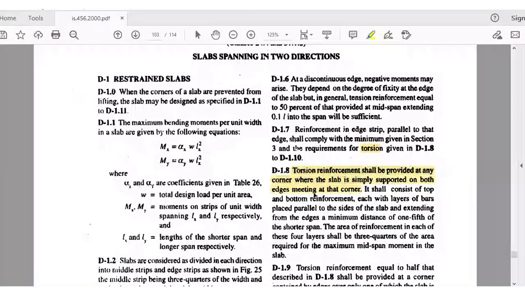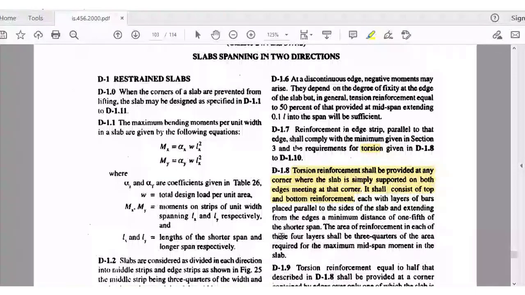Now, if you do not want that lifting of the slab, you are going to provide torsion reinforcement, and it's written, it shall be provided. Further, if you read how you are going to provide it, it's written, it shall consist of top and bottom reinforcement. Okay, so it will be in the form of a mesh, I can say.